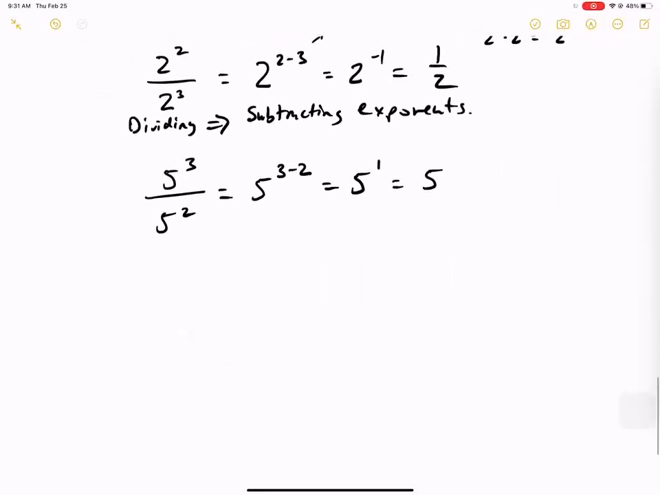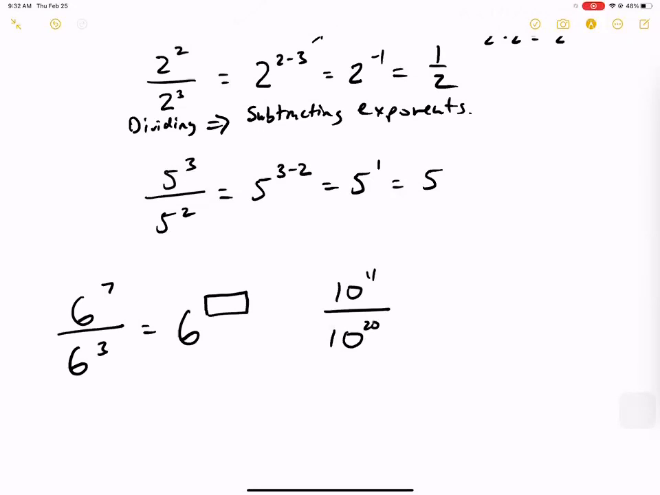Let's do a couple more examples of these. If I say 6 to the 7th power divided by 6 to the 3rd power, how would I rewrite this? As 6 to the what on top? I want you guys to try figuring that out. If I write 10 to the 11th power over 10 to the 20th power, this is 10 to the what power? If I'm multiplying, we're adding exponents. So if I'm dividing, I'm subtracting exponents.